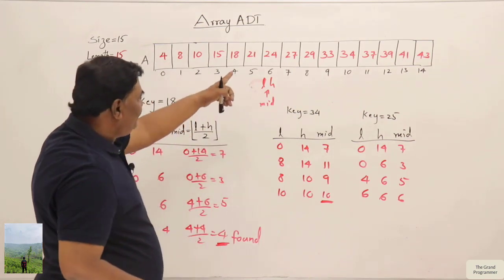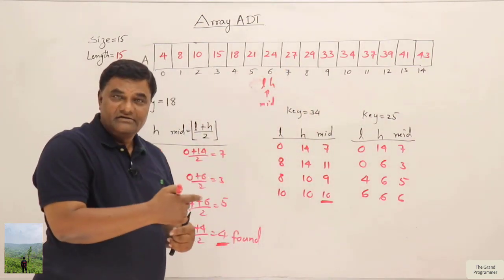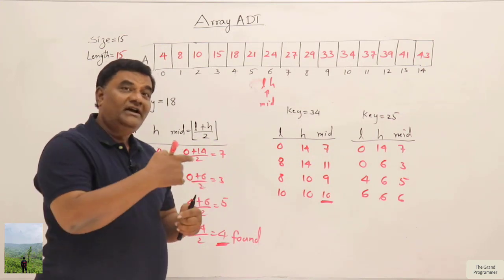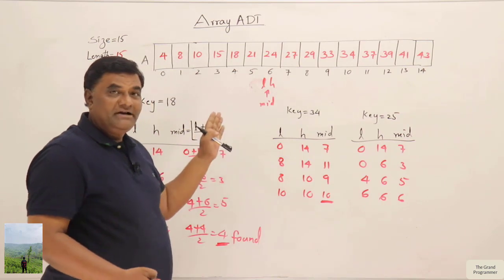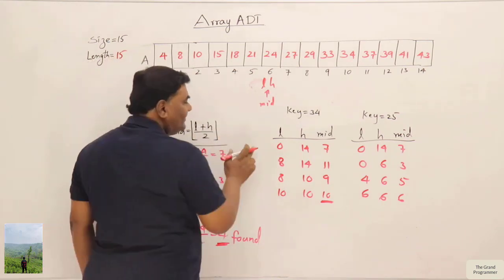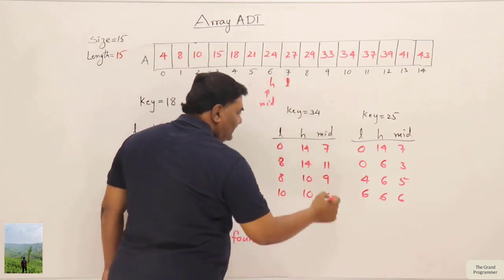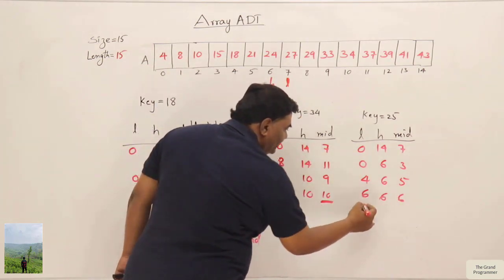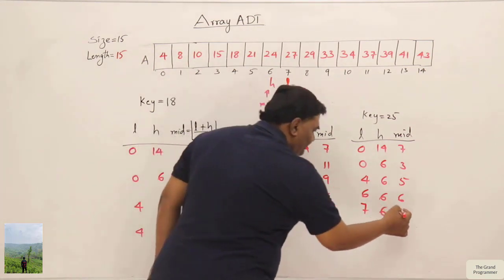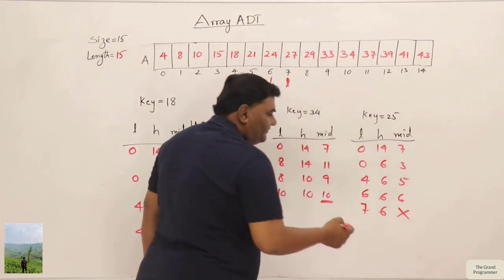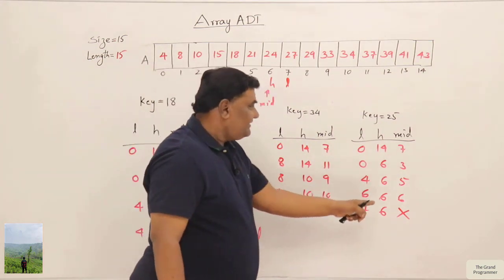Now is it the element that we are checking for, 25? No, 25 is greater. So modify low. If it is greater, we modify low. So low will become what? Mid plus 1. What is mid right now? It is 6. So low will become 7 and high is 6 only. Now we will stop. We will not find mid now. We will stop. Reason: low has become greater than high.